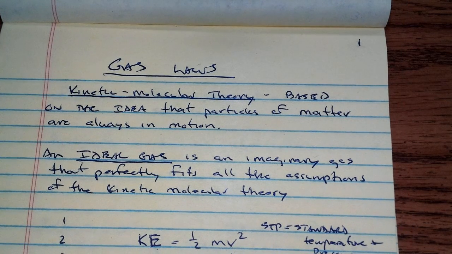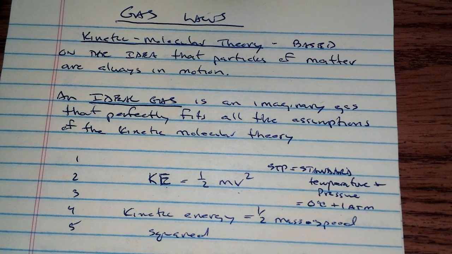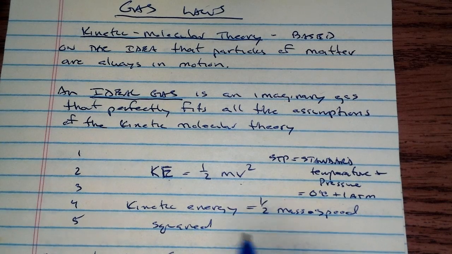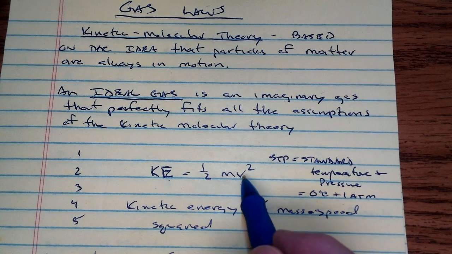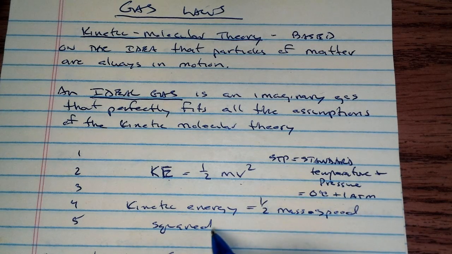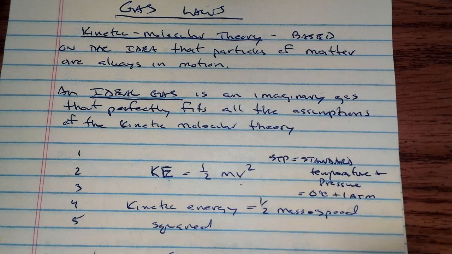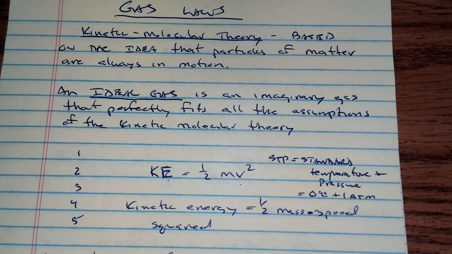And I have written down the equation for kinetic energy. Okay, the equation is KE is equal to 1/2 mv squared. So kinetic energy equals 1/2 mass times speed squared. Now STP is standard temperature and pressure, or 0 degrees Celsius and 1 atmosphere. Now there are other pressure units which we're going to get to in just a second.